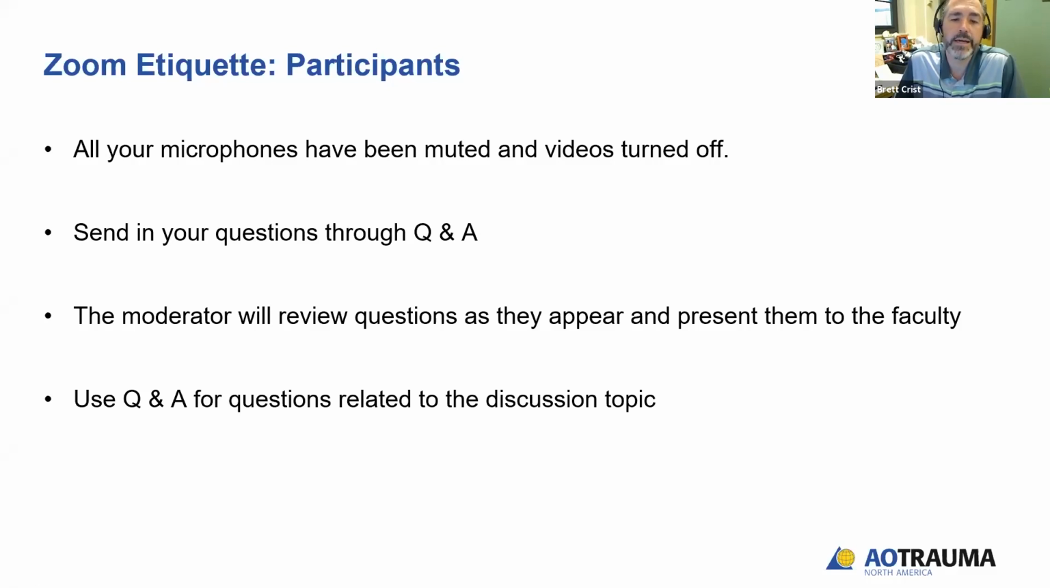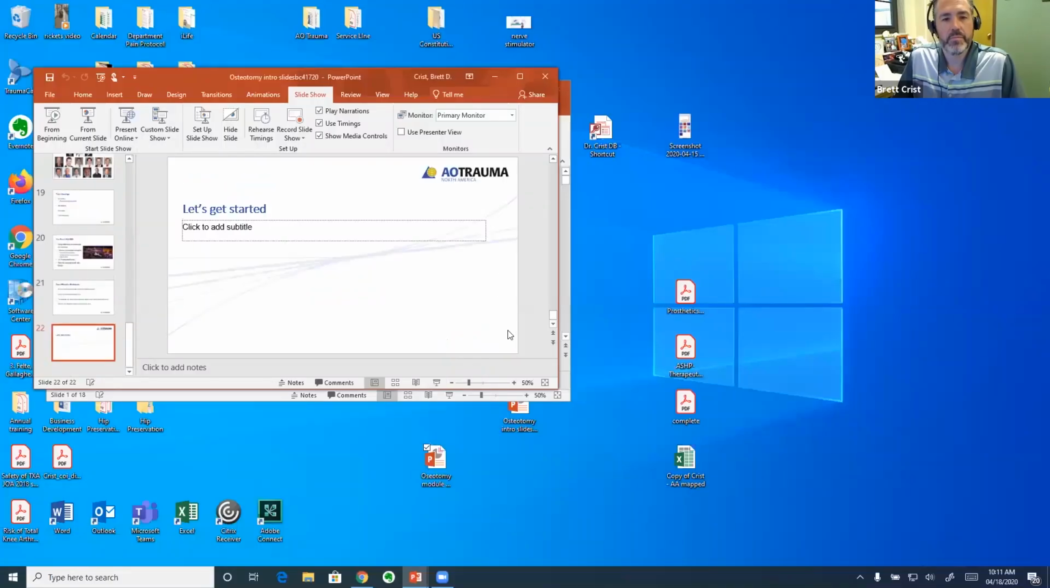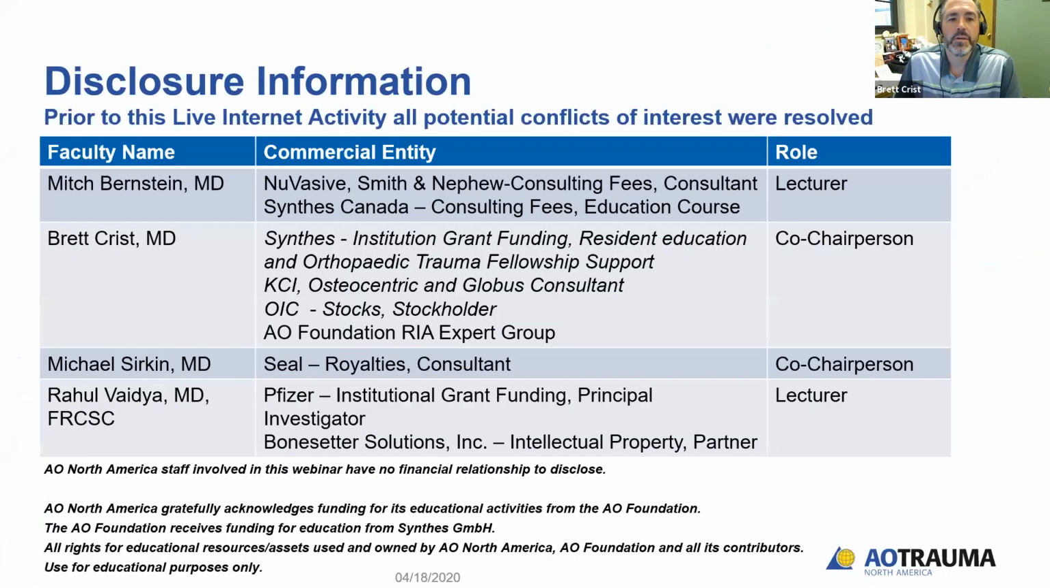We're going to go over a lot of stuff in 10 weeks. So let's get started. And so we're going to jump to module 1. I'll be the moderator for this session, which is preoperative evaluation and planning, and Matt Camuso is going to help filter through the questions. The primary faculty for this module are Mitch Bernstein and Raul Vadia. So these are our disclosure information, which none of them are really that relevant to this.